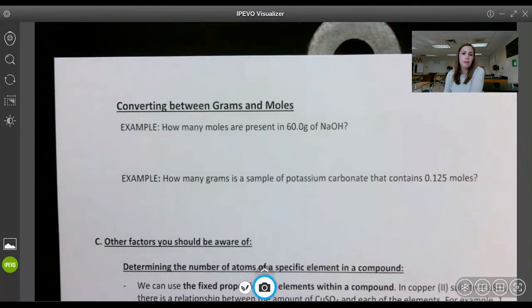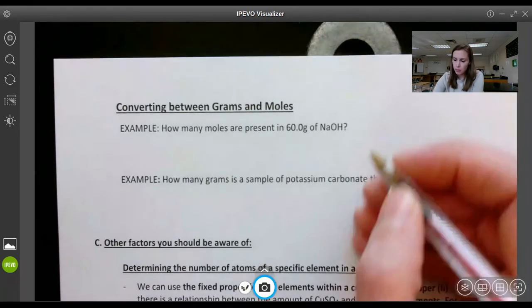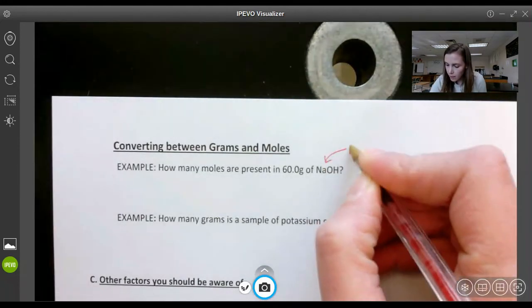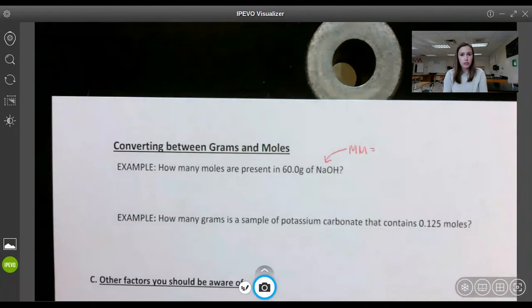So in this one, how many moles are present in 60 grams of sodium hydroxide? We need to know the molar mass of it. So whenever grams are going to be involved, and we are going to be involving moles as well, we're always going to need the molar mass. So in this case, I'm going to need my molar mass of my sodium hydroxide.